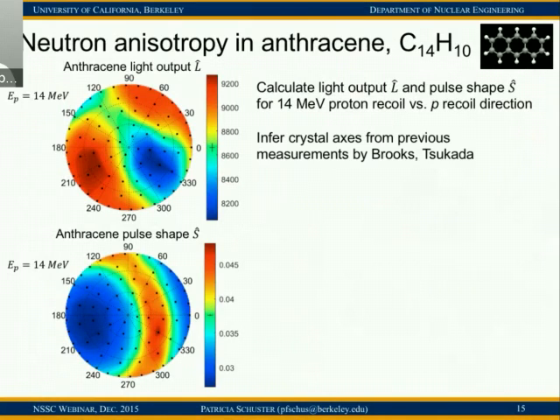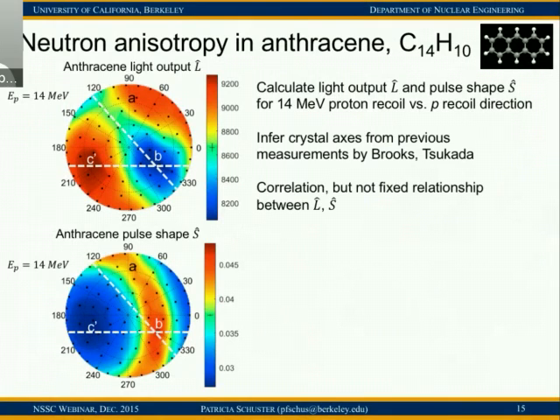I don't know the crystal axes of my materials, but previous groups did. So this measurement allows me to infer my crystal axes. I've labeled on here the A, B, and C prime axes, because Brooks and Sukata are previous groups who measured this back in the 60s and 70s. They showed that the maximum light output occurred at the C prime axis and the minimum light output occurred along the B axis.